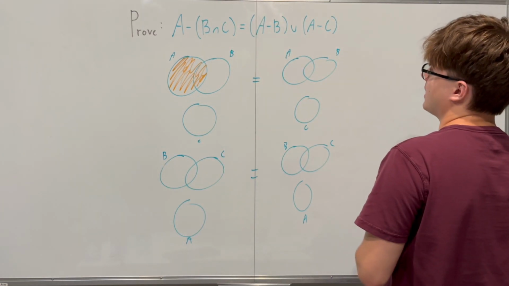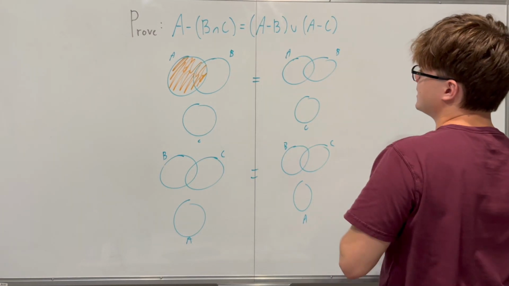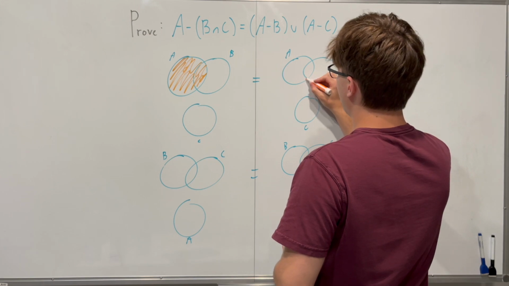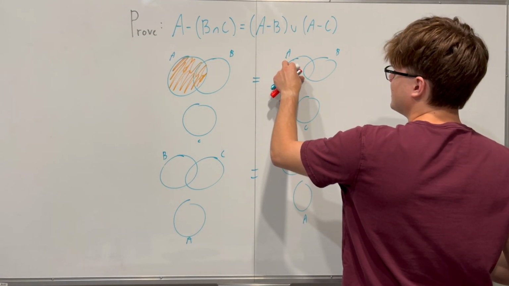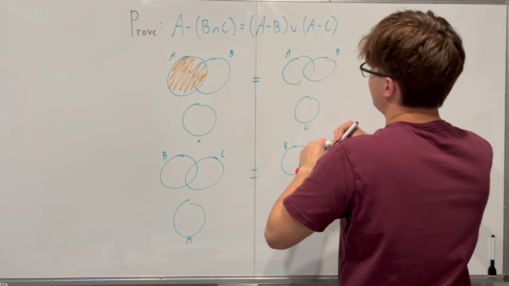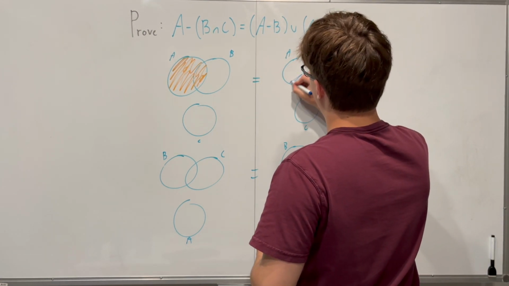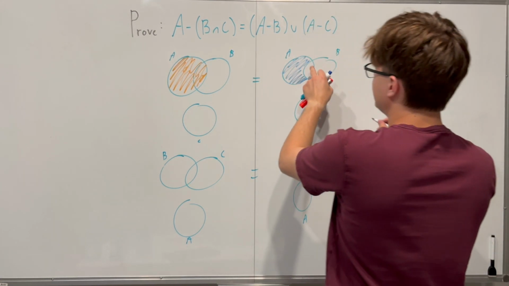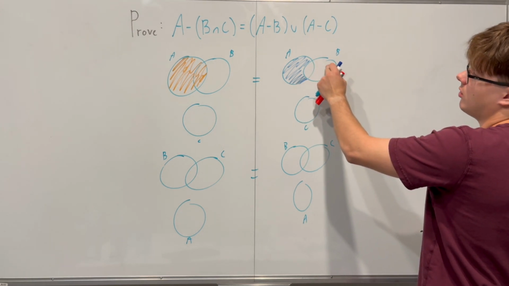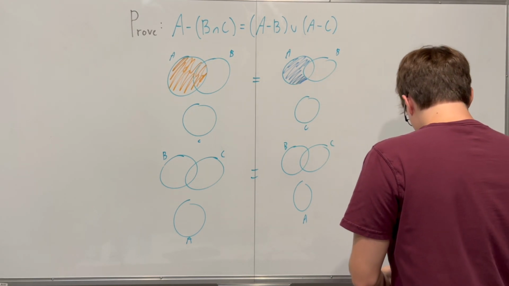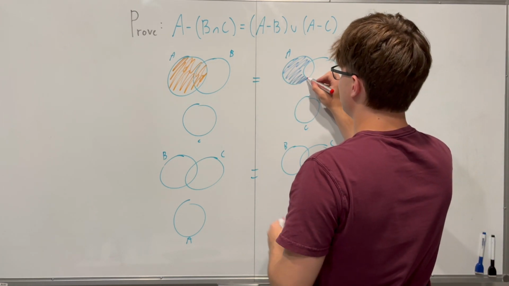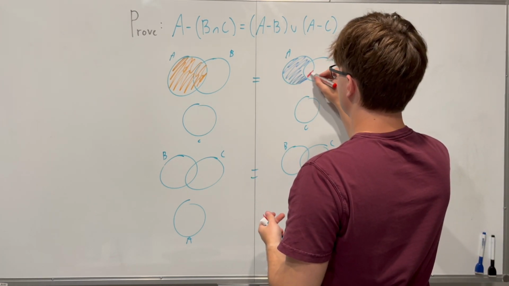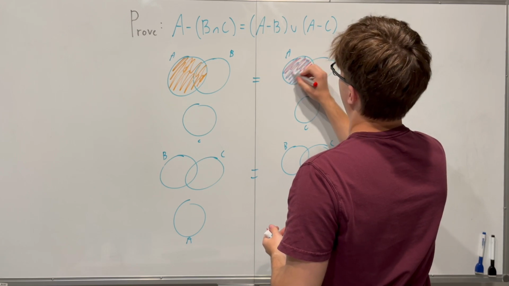Are we going to get the same on the right-hand side? Well, A minus B is going to be all of A, or maybe let's do this in a different color. It's going to be all of A that's not in B. So that means we're going to shade in all of this, but we're not going to shade this middle region because this middle region is also in B. Okay, what about A minus C? Well, A minus C is going to be all of A that's not in C, and since none of A is in C, we can just shade in red all of our A.